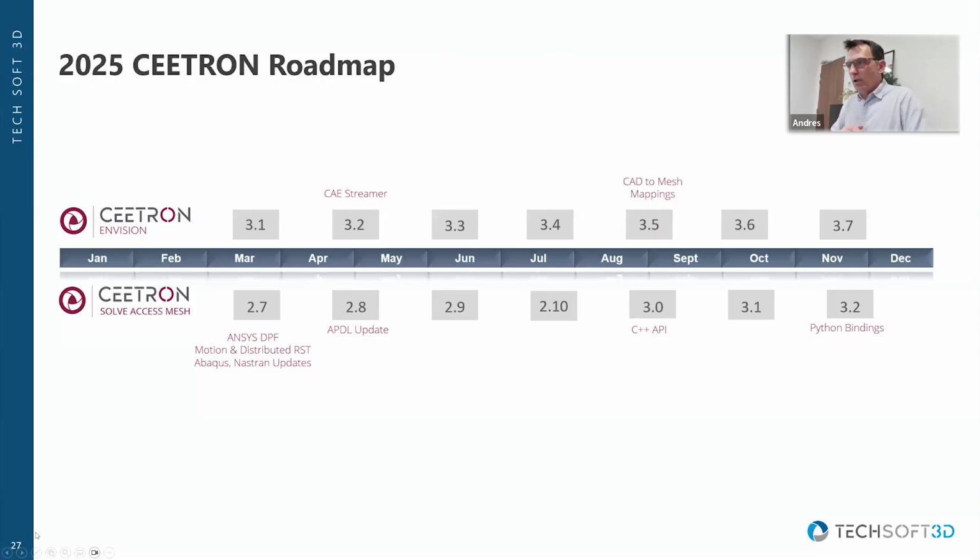Okay. Here's the roadmap, just to have on one slide a summary of the 2025 year. As I mentioned, a version is being produced as we speak. That will contain the ANSYS DPF interface with the new ANSYS motion format, and also support for distributed RST files. We're also updating Abaqus to Abaqus 2025, the interface, input and output. And Nastran, we are validating. Nastran is updated continuously. The next version will also validate our RST reader, and confirm that 2025 is supported.